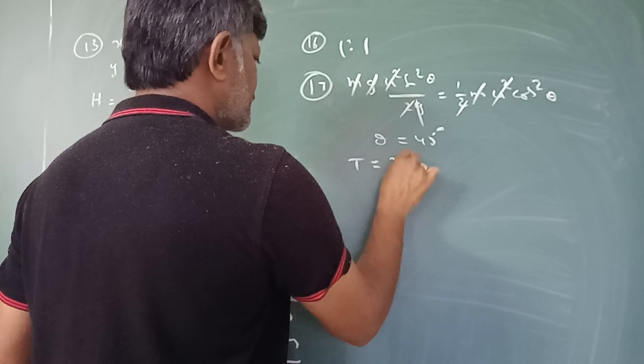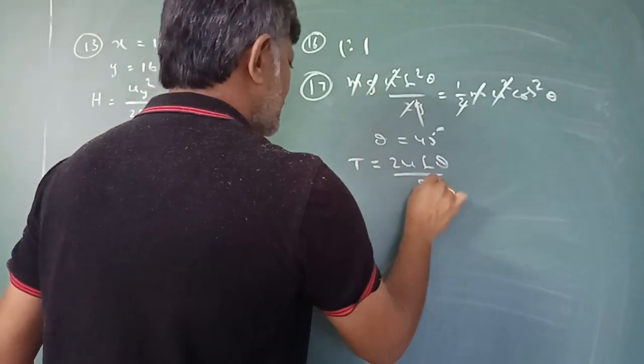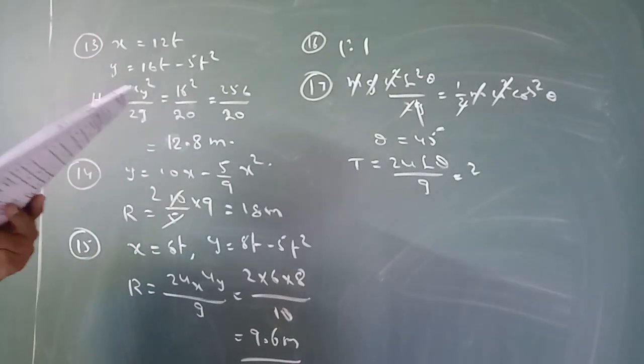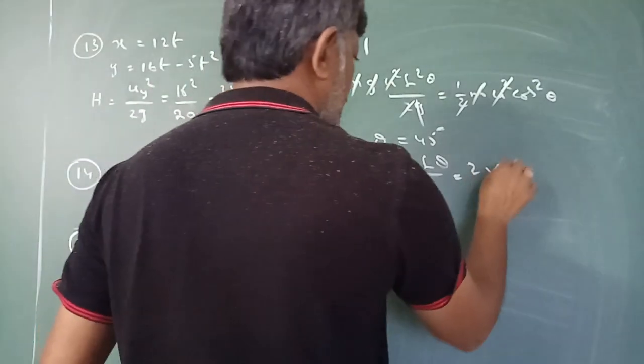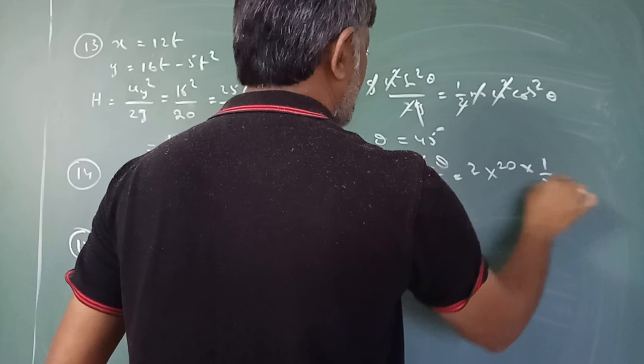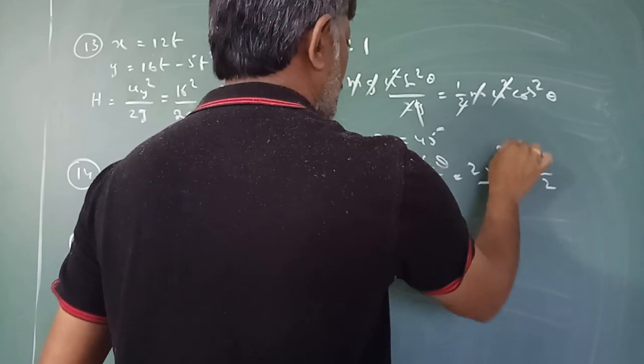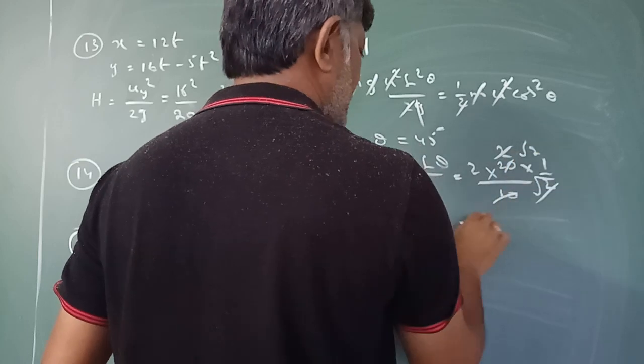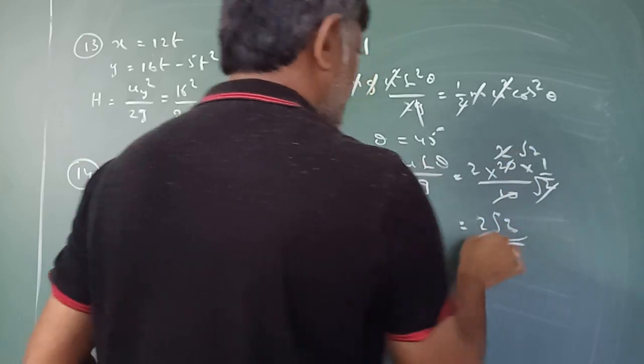So time of flight is 2u sin theta by g. That is equal to 2 into velocity 20 into 1 by root 2, which is sin 45, by 10. The 2's cancel, this is 1 by root 2, so 2 cancels 2 times, and that is equal to 2 root 2.